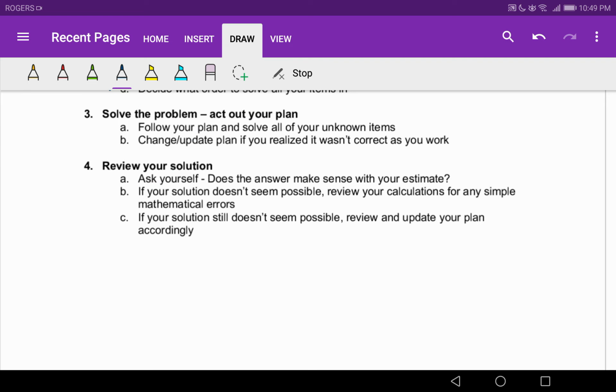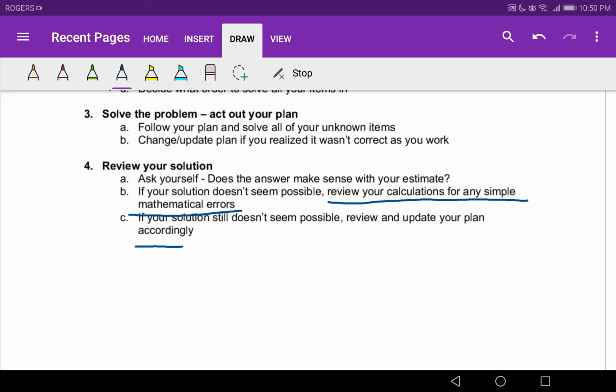Last step, review your solution. Ask yourself, does the answer make sense with your estimate? If your solution doesn't seem possible, review your calculations for any simple mathematical errors. You may get an answer that seems totally off, that just doesn't make sense. If that's the case, it might just be a simple calculation error that you made punching numbers into your calculator. So double check your calculations, and double check that you're using the proper formula. If your solution still doesn't seem possible, then you may need to change your plan again accordingly.